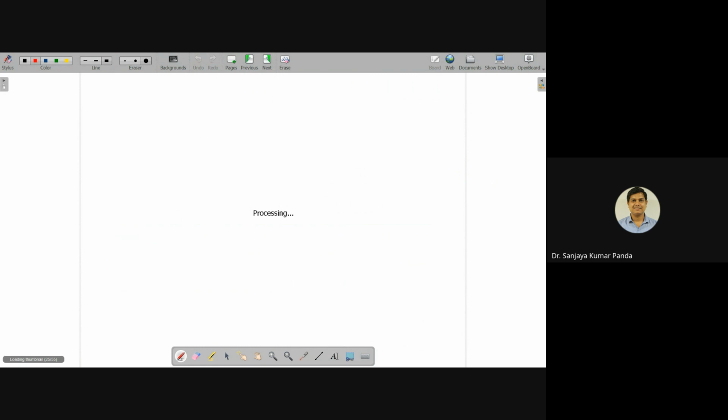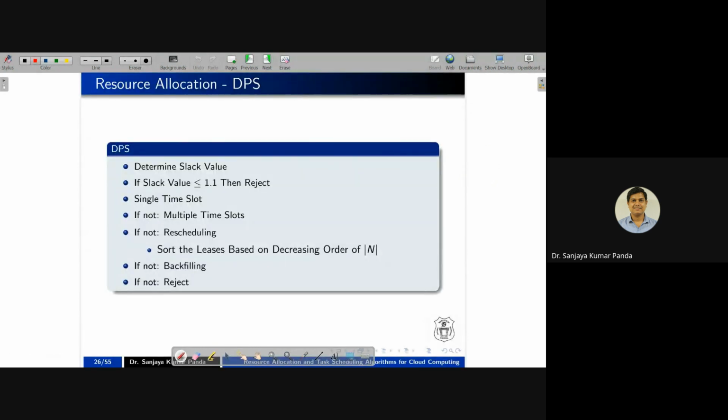So in order to avoid the drawbacks of the Hygia algorithm, there is another algorithm called the DPS algorithm. The DPS algorithm uses these steps.